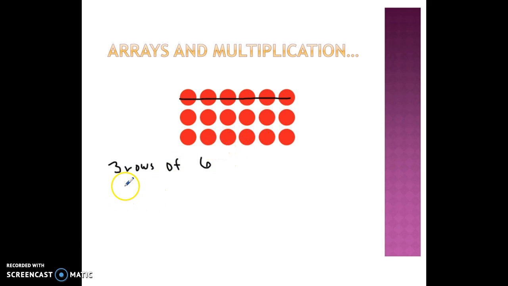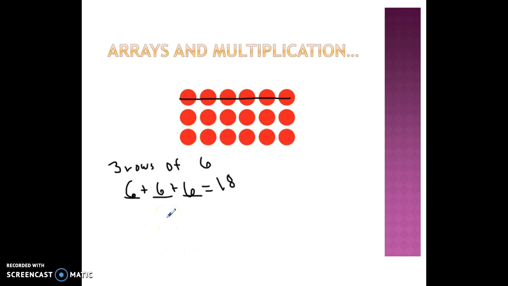So I'm going to do my repeated addition because there are 3 rows. I'm going to have 3 add-ins. And each add-in is going to be 6. So it's going to be 6 plus 6 plus 6, which is 18. And I can check my answer if I want to by counting every single dot, which I know is going to be 18. Just to make sure, let's do this. 1, 2, 3, 4, 5, 6, 7, 8, 9, 10, 11, 12, 13, 14, 15, 16, 17, 18.